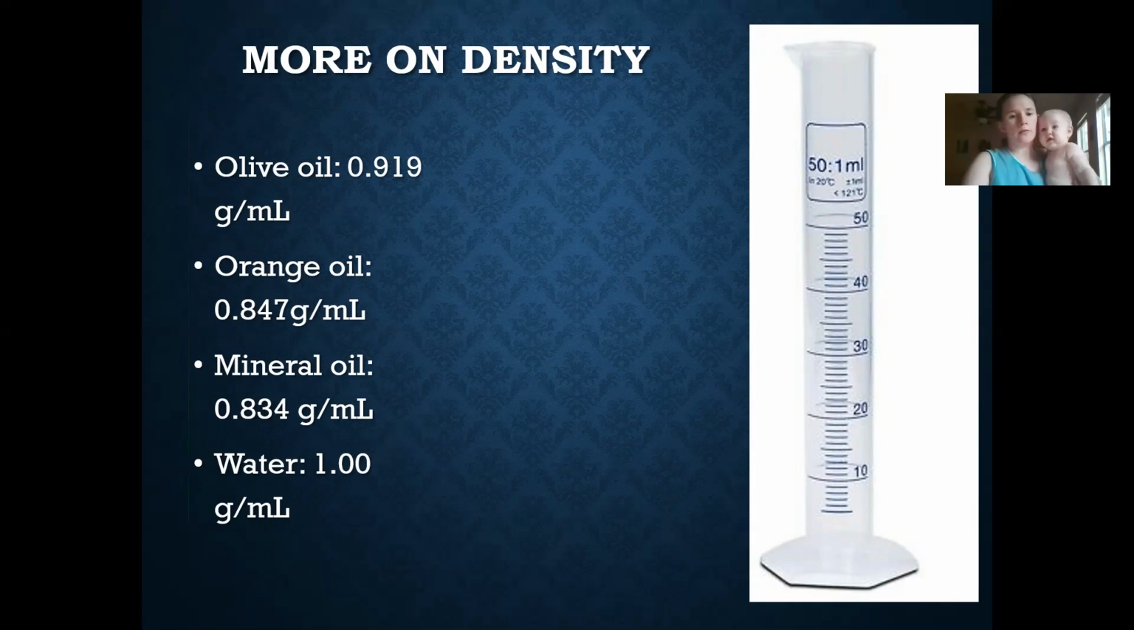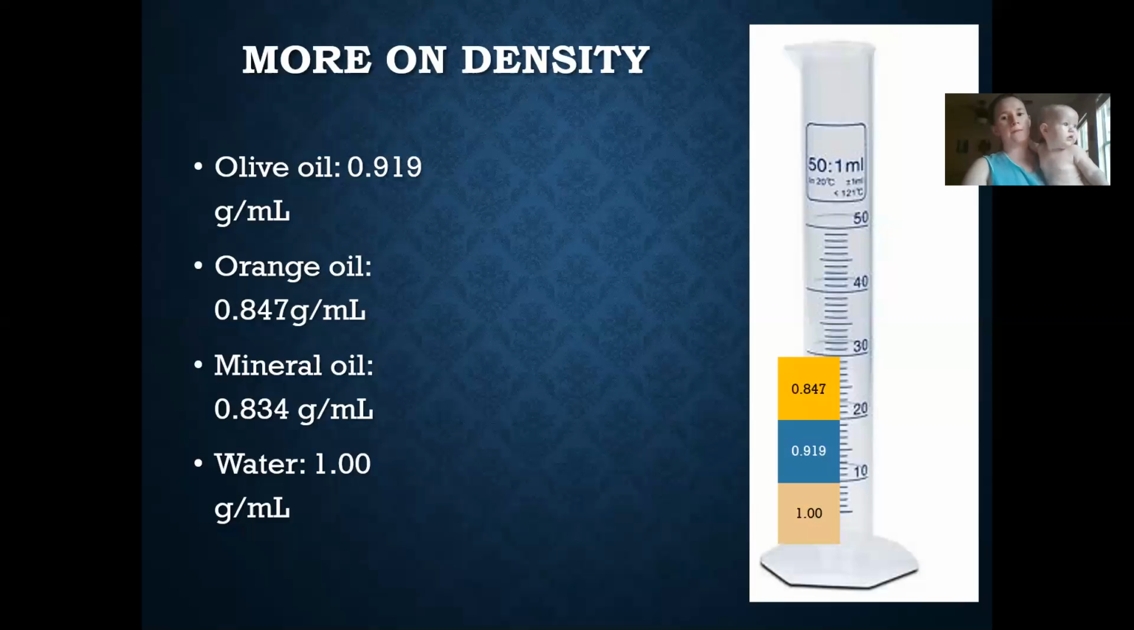So water is 1.00 grams per milliliter. That's the heaviest. That's the greatest density. So that's going to be on the bottom. And then next is olive oil at 0.919 grams per milliliter. Then orange oil at 0.847 grams per milliliter. And finally, mineral oil at 0.834 grams per milliliter.